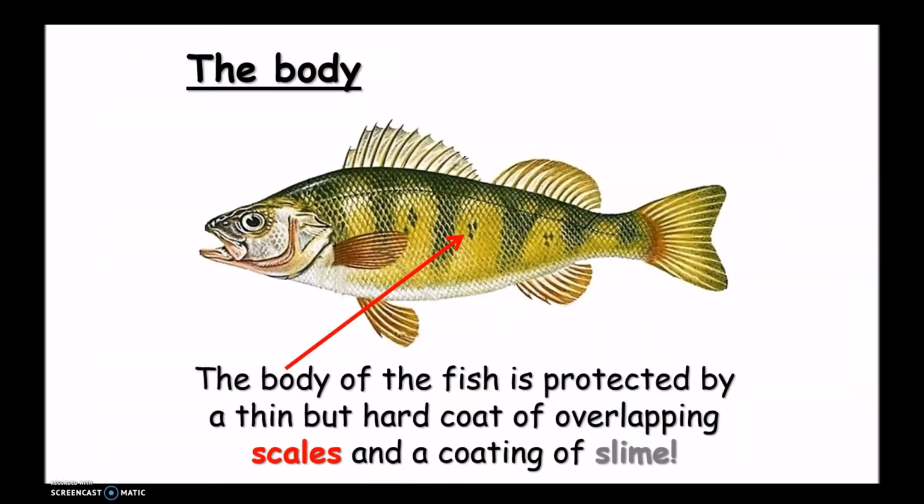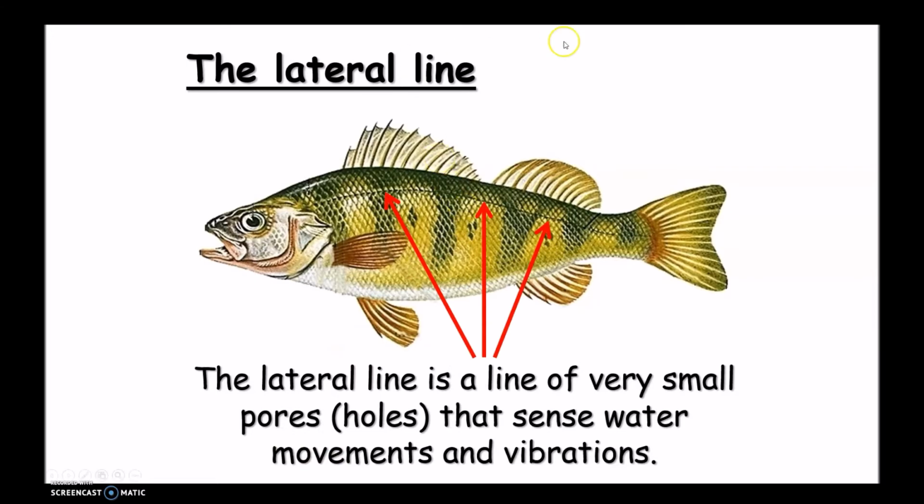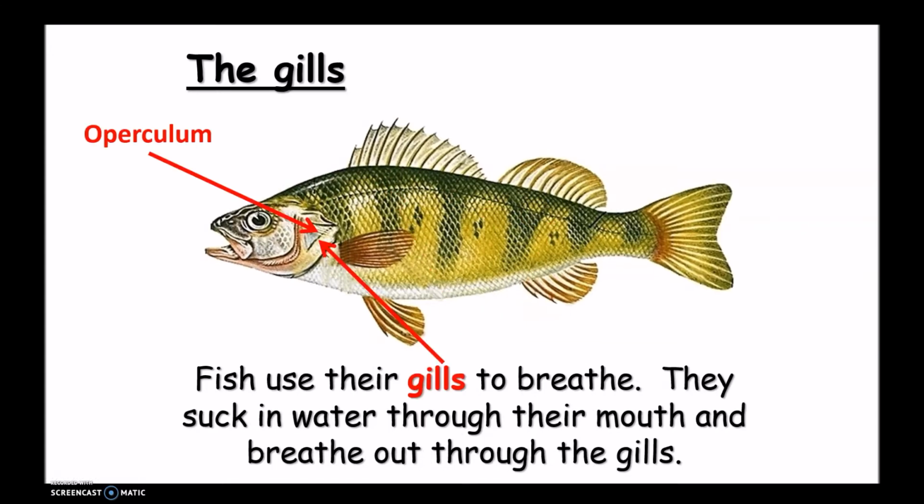The body of the fish then is protected by a thin but hard layer of overlapping scales. And these scales are covered in a slime, and that slime actually protects them from bacteria. The lateral line, which I've talked about earlier when we were talking about the sharks, is a line of very small pores which can sense movements and vibration in the water. So if you're a predator, it can help you find where prey is, and if you're prey, it can help you escape from a potential predator.